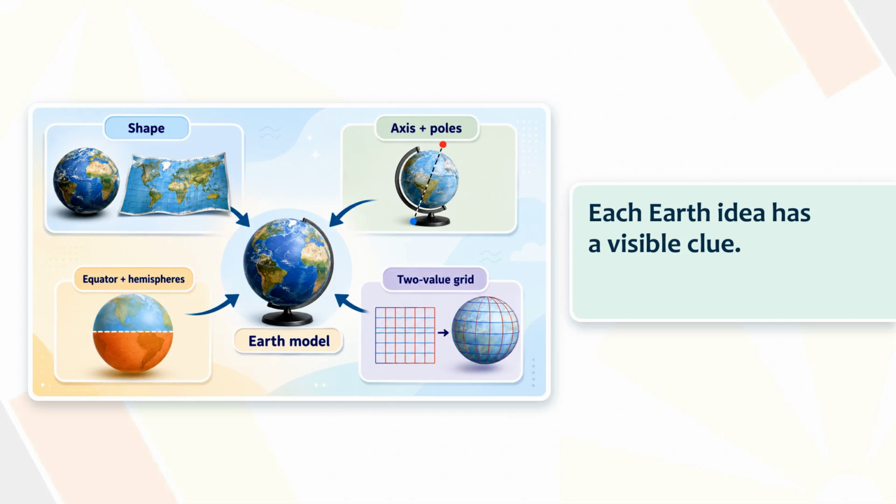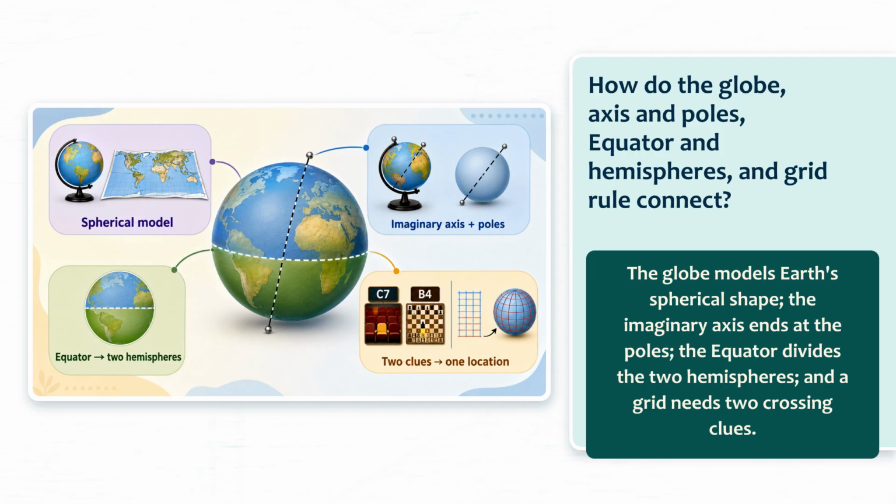The final image is useful because every conclusion points to evidence. Each Earth idea has a visible clue. The shape, lines, halves, and intersections can all be explained. Use the 4 clue clusters around the globe. How do the globe, axis and poles, equator and hemispheres, and grid rule connect?